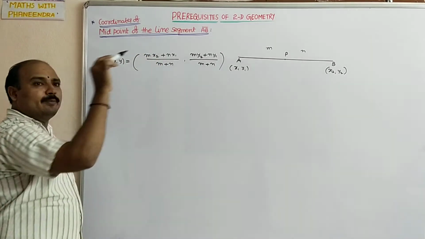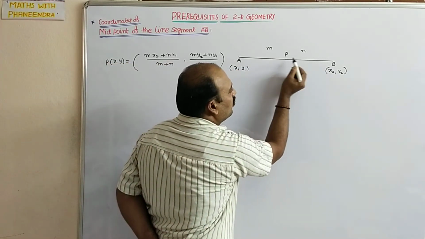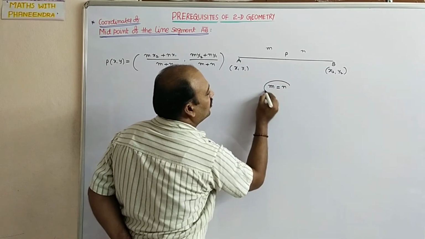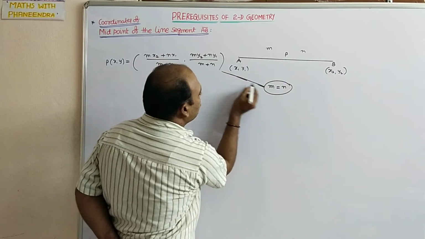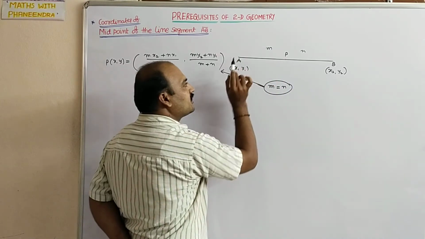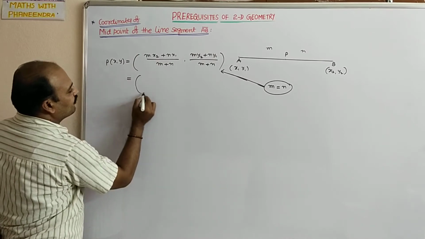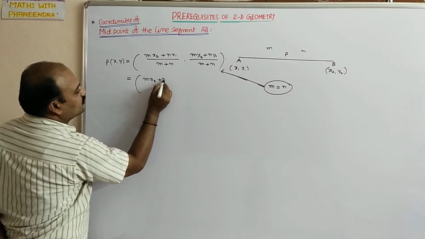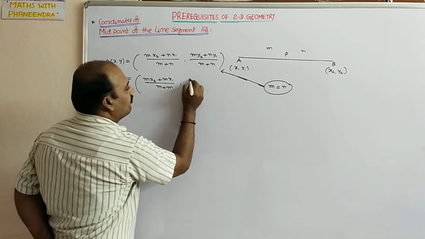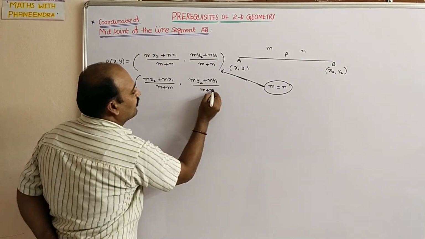Whenever you are going to calculate the midpoint of the line segment, the distance from here to here should be equal to the distance from here to here. That means m is equal to n. Substitute this value in this formula to get the midpoint. If you substitute, mx2 plus mx1 divided by m plus m, my2 plus my1 divided by m plus m.